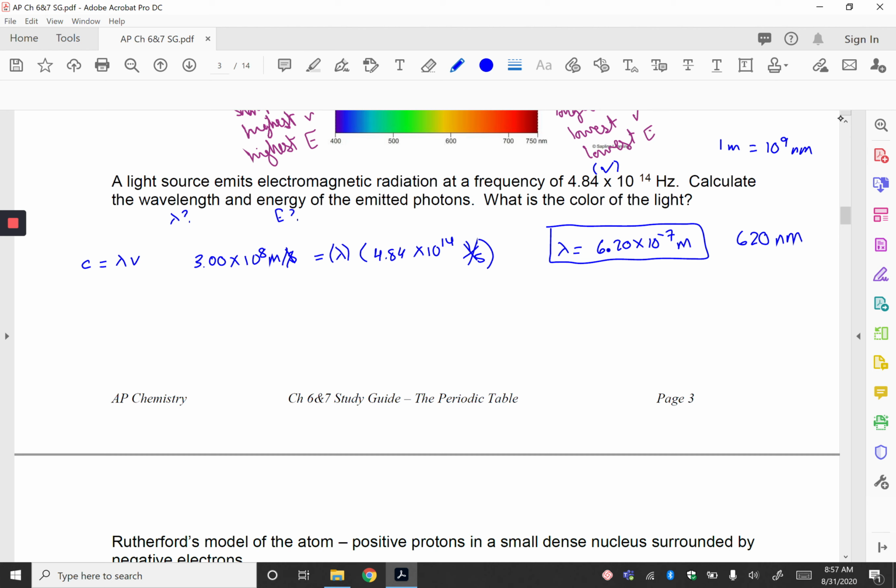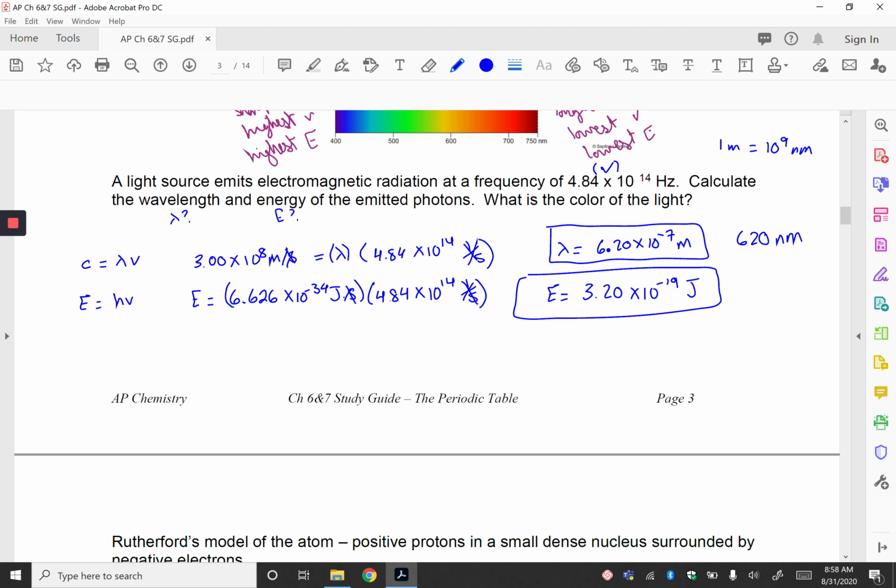Okay, we also need the energy, so I can use E equals h nu. E is what I'm solving for. h is 6.626 times 10 to the negative 34 joules times second. That's Planck's constant. My frequency is 4.84 times 10 to the 14. And then I like to use 1 over second because they're both on the same side. One is in the numerator, one is the denominator, so I can cross those out, and I know that I end up with joules. So my energy ends up being 3.20 times 10 to the negative 19 joules.